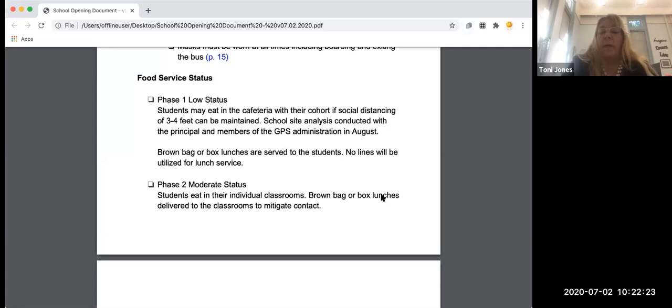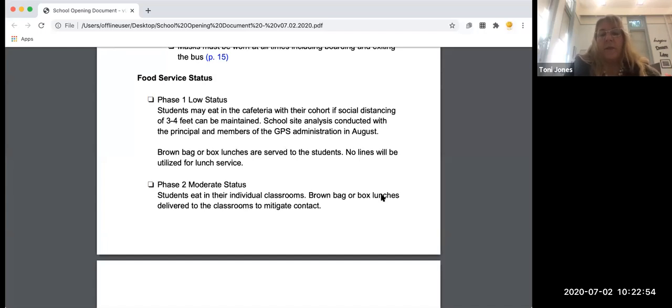If we have a grade level, for instance, that has 80 students on it, they have a couple of sections, it may be more difficult if we're trying to social distance. This is really looking at brown bag or box lunches being served to the students because we cannot have lines for lunch. So we no longer have the line, the kids come in, they sit down, social distancing, we have to deliver those lunches out to the students. And again, it's to mitigate all the touching, that aspect for food service.